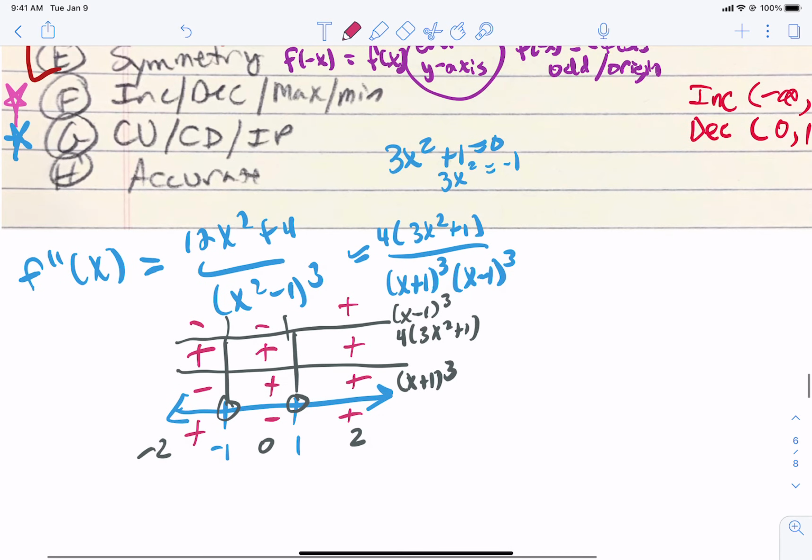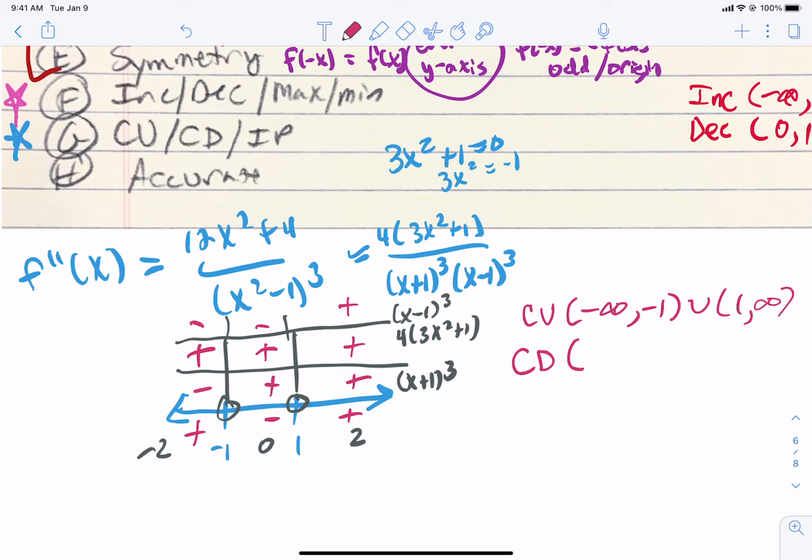So now let's summarize. We are concave up from -infinity to -1, that first piece, and also from 1 to infinity. And then we're concave down in that middle section from -1 to +1. There are no points of inflection for this one because there are no points that are critical numbers. You can't have a point of inflection if you don't have a point that is a critical number on your second derivative chart. So no inflection points for us.